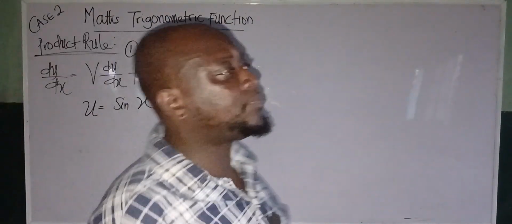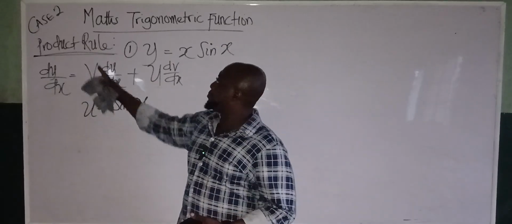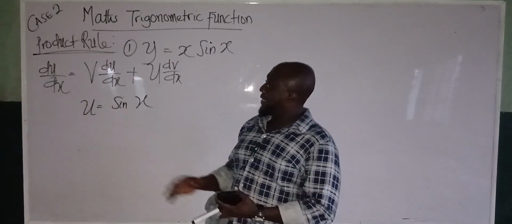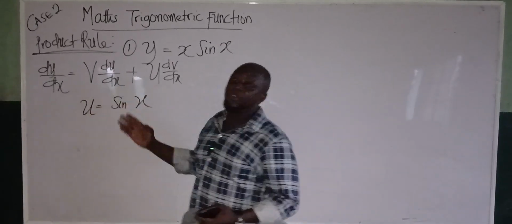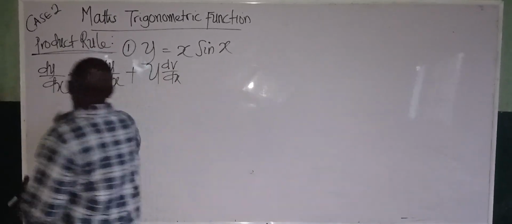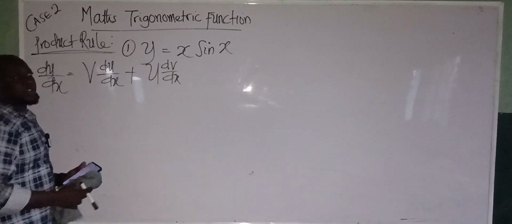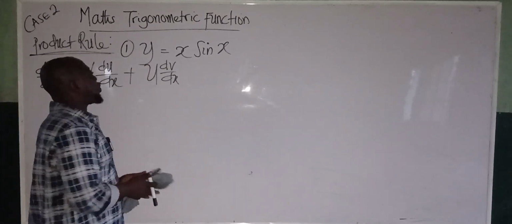All right, welcome to case 2 in trig function. We want to be discussing product rule in trig function, and this is what we know as the formula for product rule, and we want to provide a solution to this. We have to find the derivative of this.